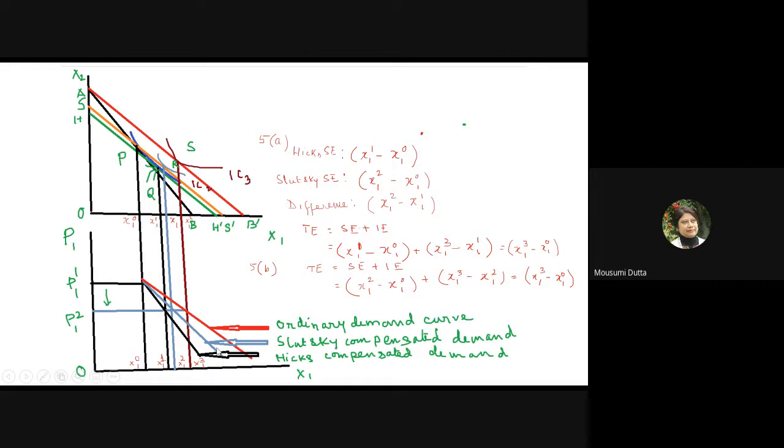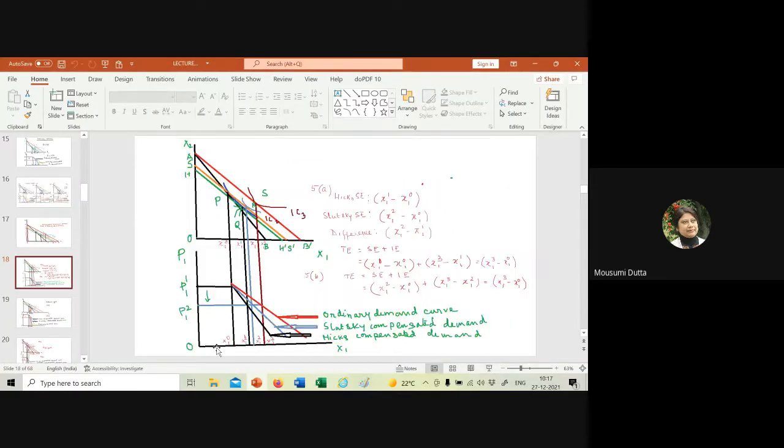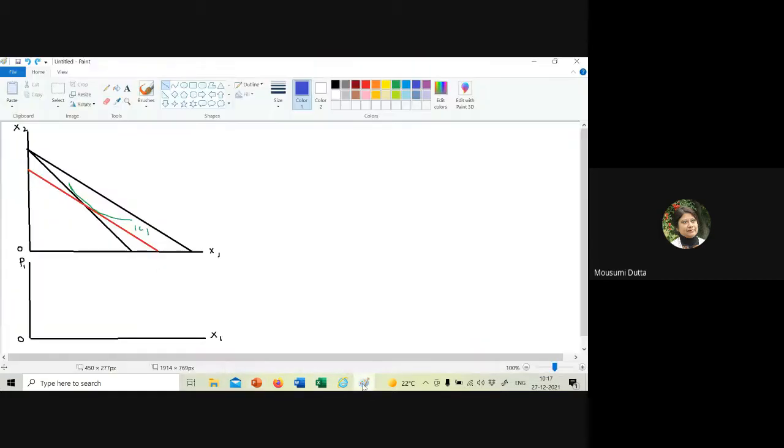So we are coming to this. We will derive these things. So this is our starting point. So now you draw the diagram with me. Consider a two commodity world, X1 and X2 being two commodities. Consider the initial budget line AB. And then because of reduction in price of X1, rotate it from AB to AB prime.